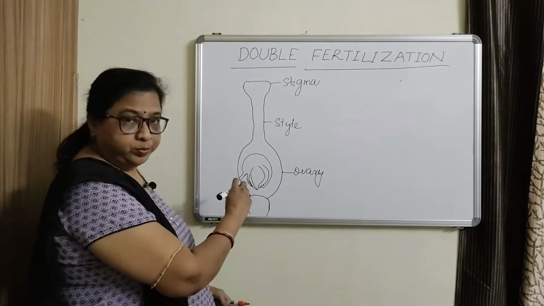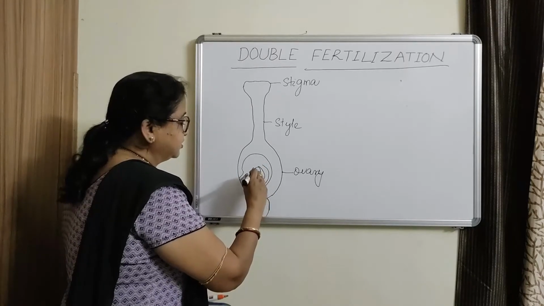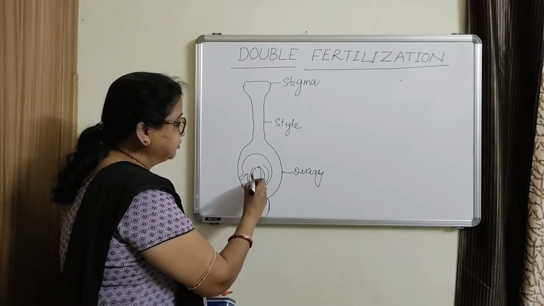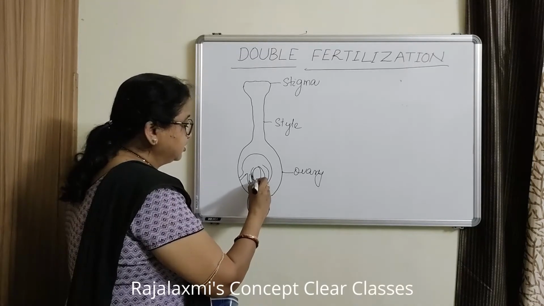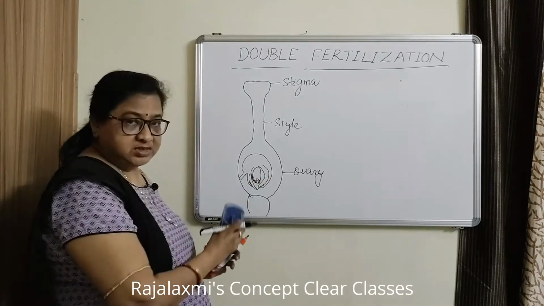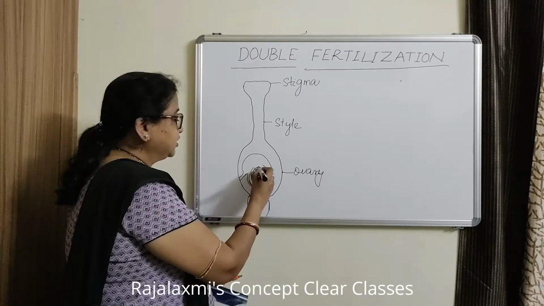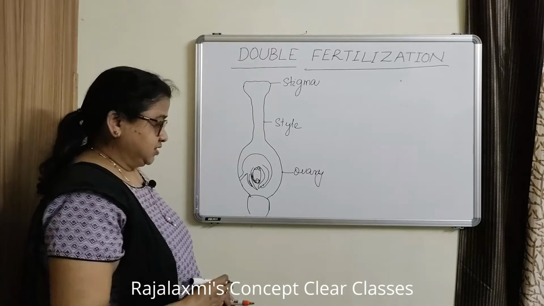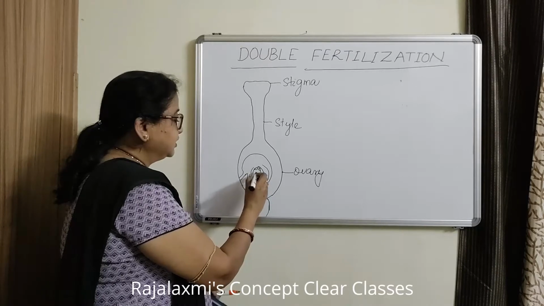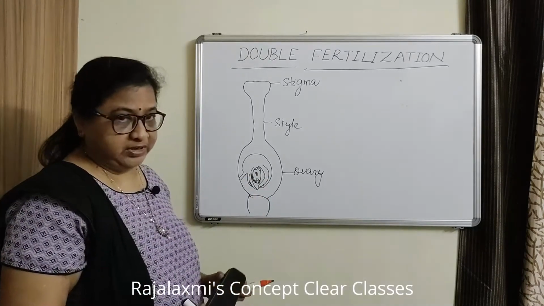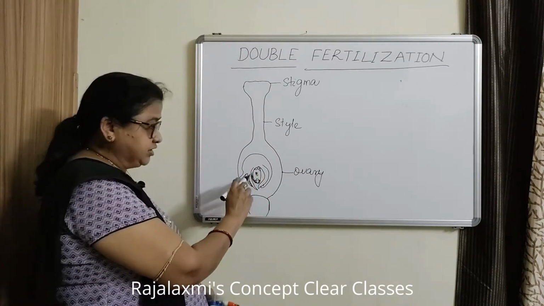And inside the ovule, a mature female gametophyte is formed at the center. Inside the female gametophyte, there is the egg apparatus consisting of one egg and two synergids towards the micropylar end, then three antipodal cells towards the chalazal end, and at the center there are two nuclei or two polar nuclei. So before fertilization, a mature embryo sac is formed inside the ovule.